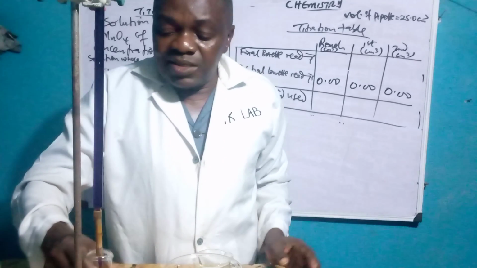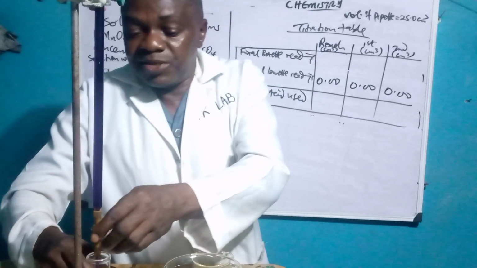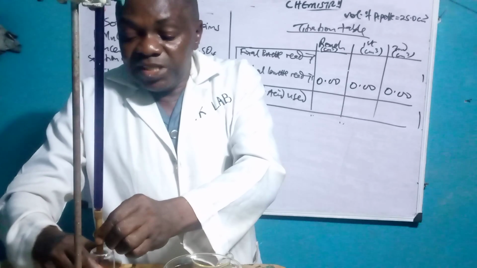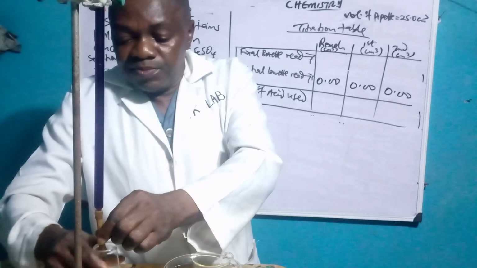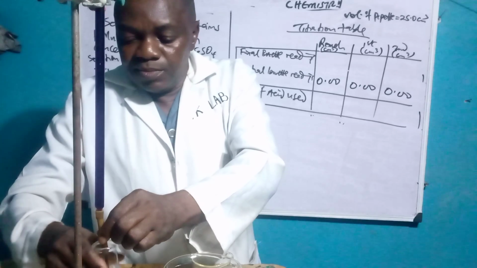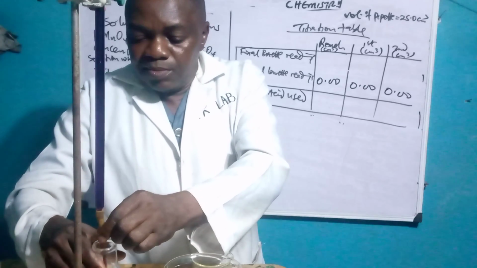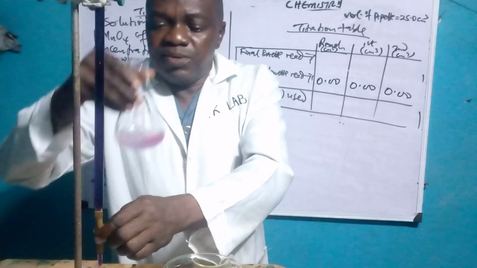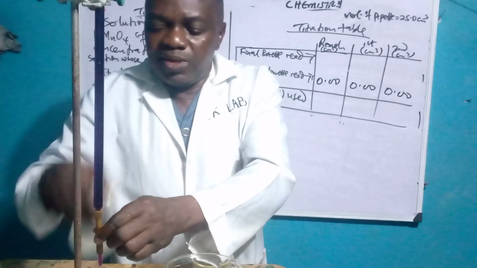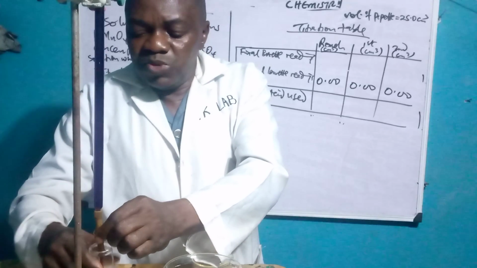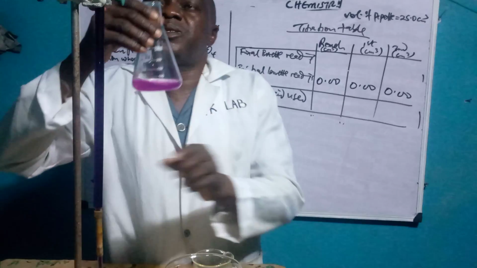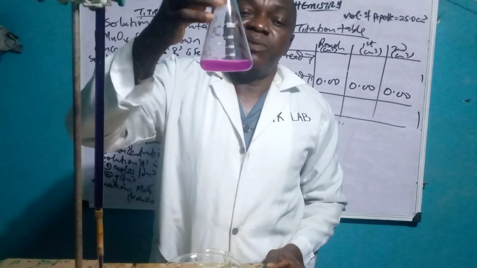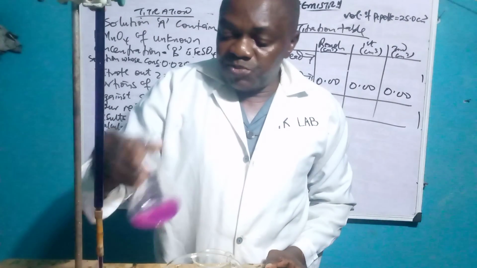So I've already added it. You swirl it, shake it very well, then start titrating. That is why I said whichever one you see is entering. You see the color, then when I shake it, it turns back to colorless. So that is what you do. Whichever one they give in your school is what you take. You can see the endpoint. I've gotten the endpoint for this. So this is the endpoint here.